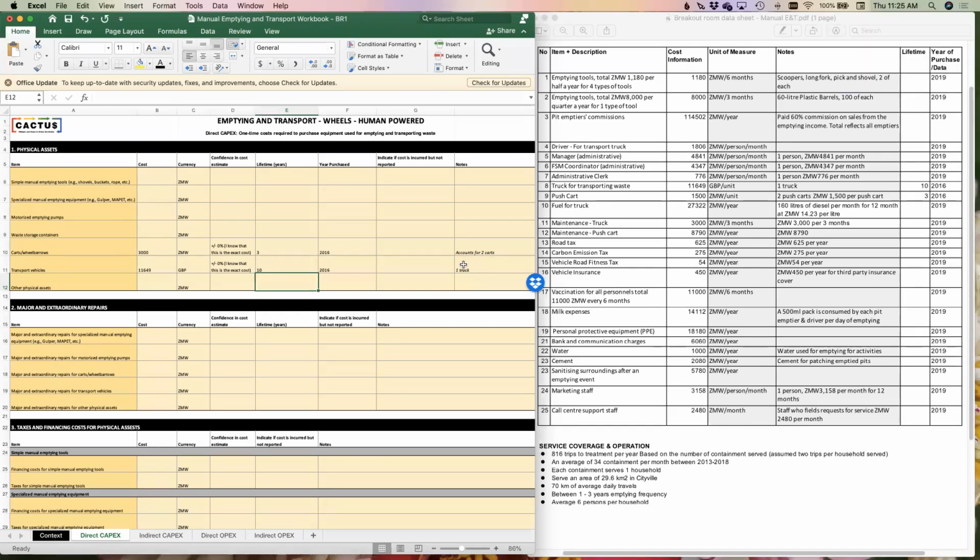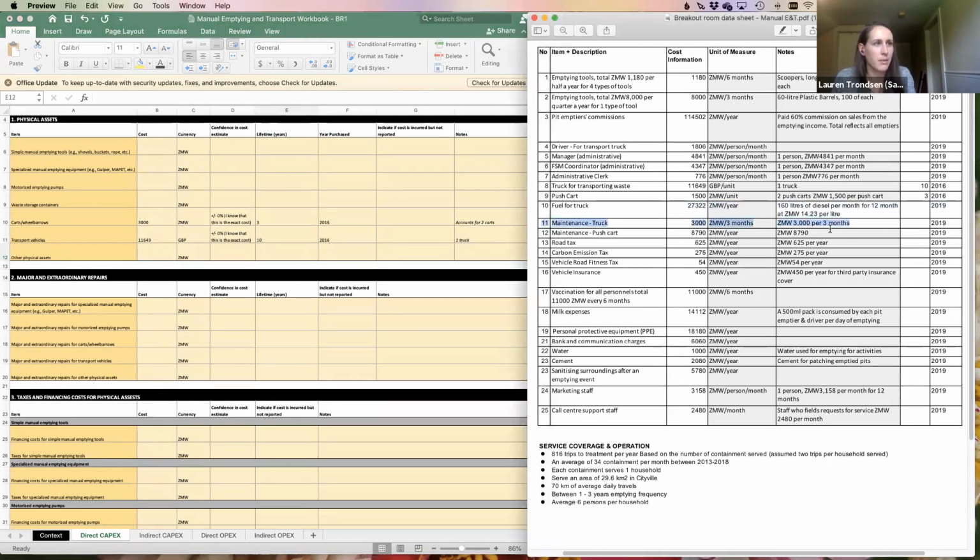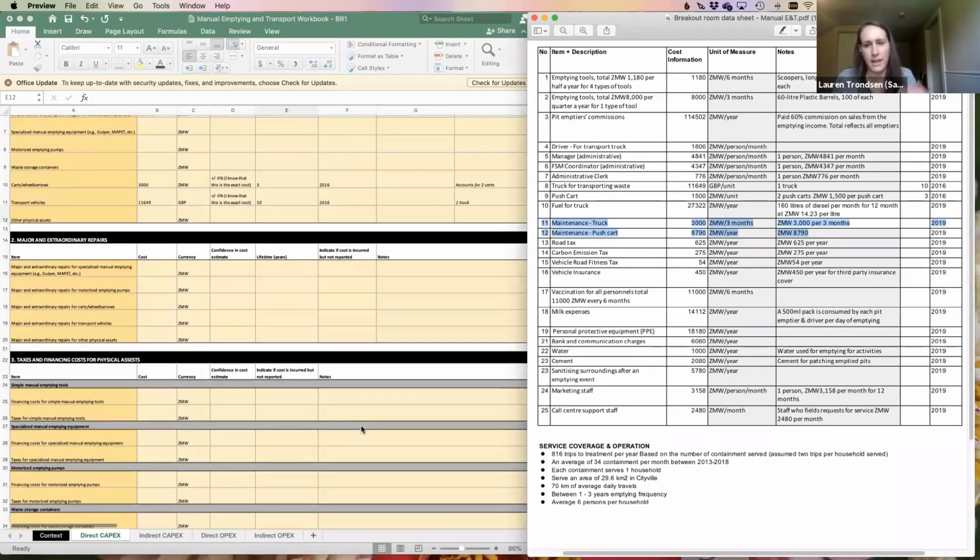Great. So that's actually it for this page. There's major and extraordinary repairs. If you've had a chance to glance through the data sheet, there's nothing reported here, which is fine. There is maintenance reported in the truck and push cart, which we would put on the OpEx tab. It's possible that some of those really are major and extraordinary repairs, but if they're counting it as OpEx, that's fine. We can also do that. There's also an option where if you were paying financing charges on those trucks, you could enter them here.